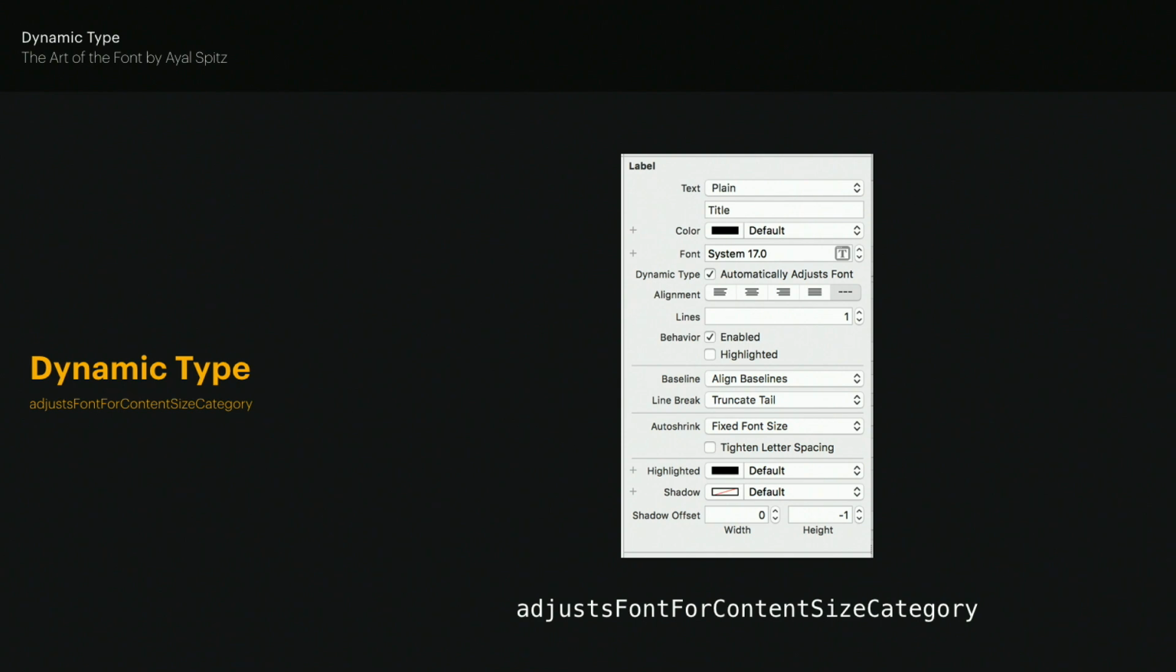It's really nice. This is basically the programmatic version of that. So if you're doing this by hand, if you're designing by hand, then you would adjust the font for content size category. And I believe this is a property that's essentially on every text element.